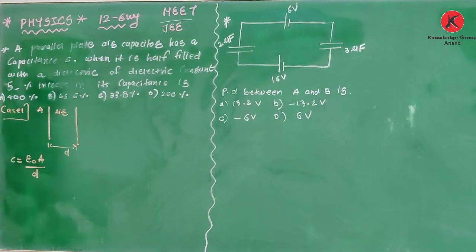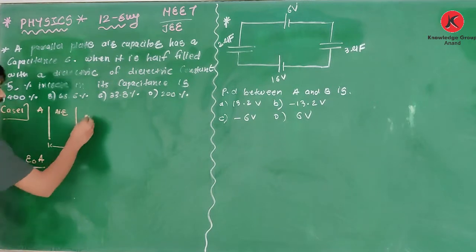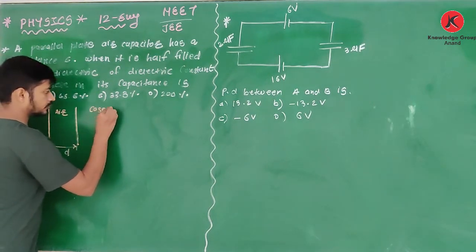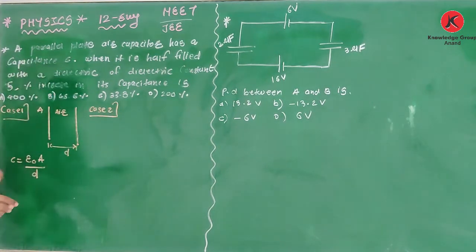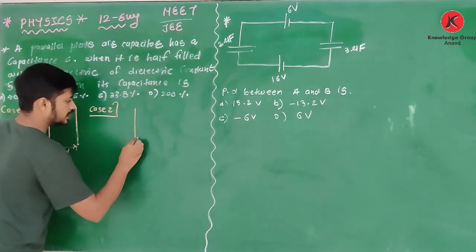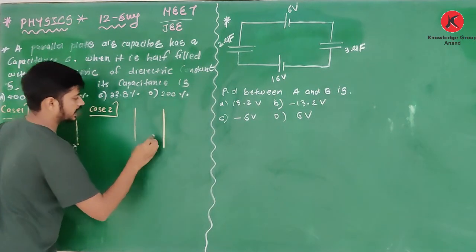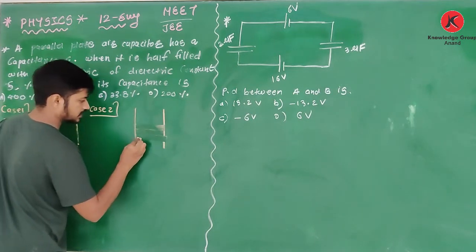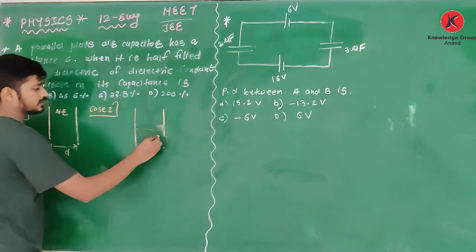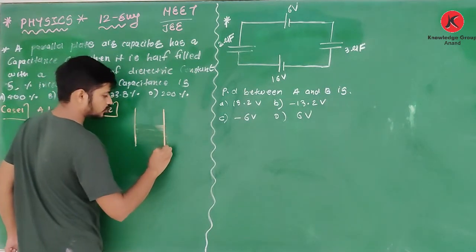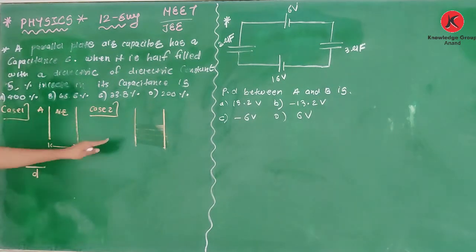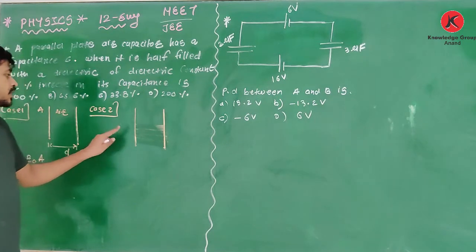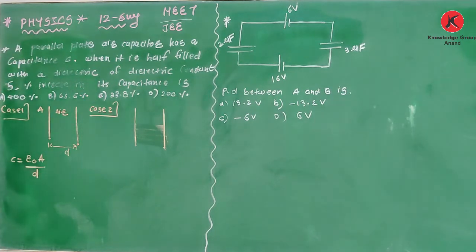Now, when it is half filled with a dielectric of constant 5, so see case 2. It is case 2. And yes, it is half filled like this. Then your question is, what is the percentage increase in capacitance?